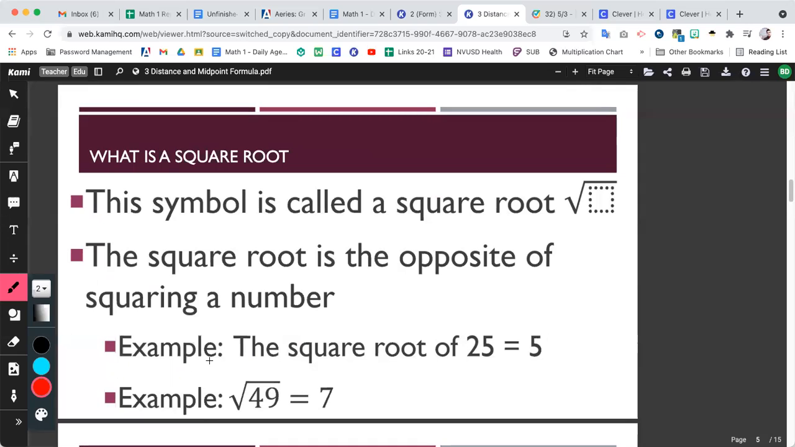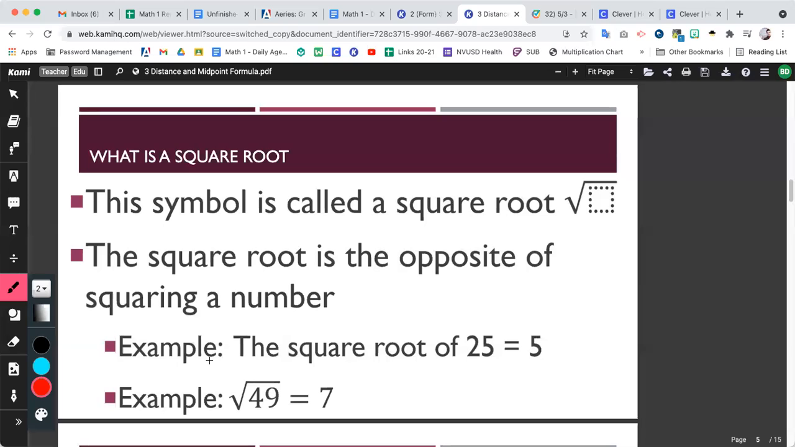Okay. It's like adding and subtracting, how they're opposites. Multiplying, dividing, how they're opposites. The square root is the opposite of squaring something. Okay. So if 49 is 7 times 7, then the square root of 49 is just 7. Okay. Again, you do not have to know square roots today. You don't have to calculate them. You just have to know what that little symbol means.